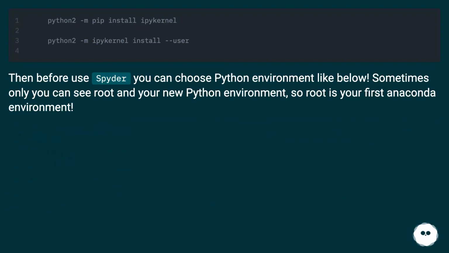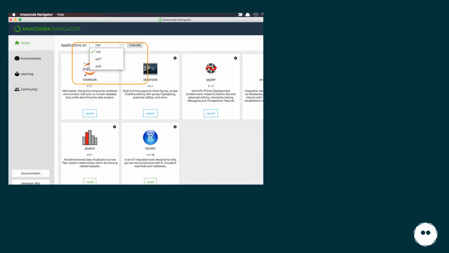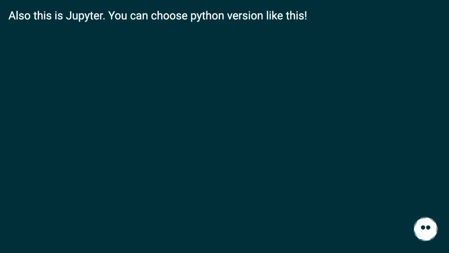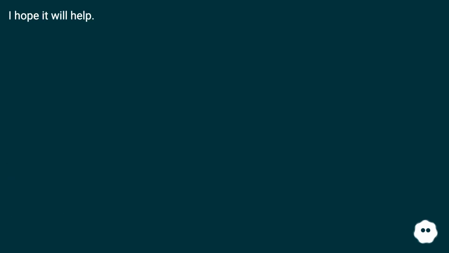Then before you open Spyder you can choose Python environment like below. Sometimes you can only see root in your new Python environment, so root is your first Anaconda environment. Also, this is Jupyter. You can choose Python version like this. I hope it will help.